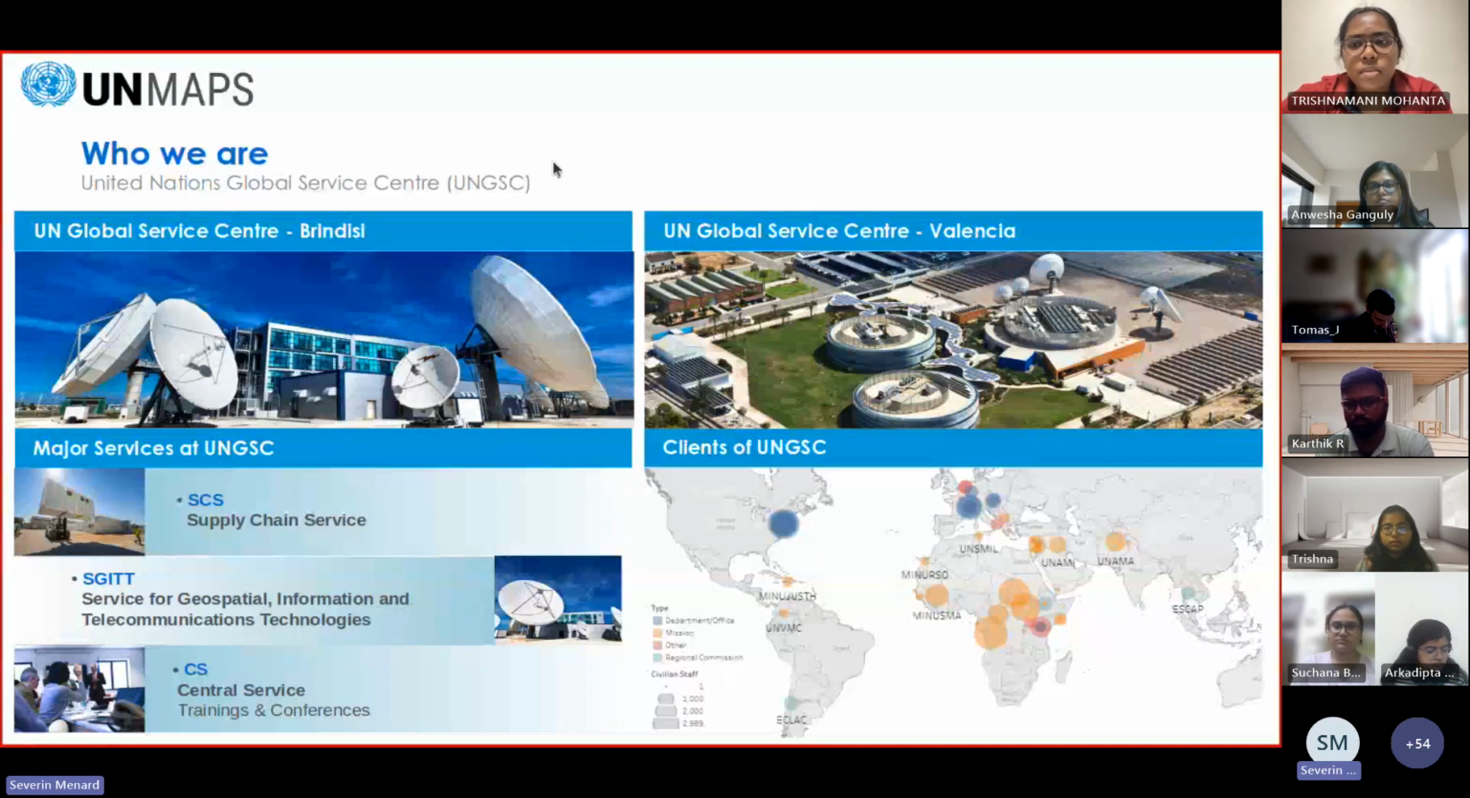The UN Maps program is from the United Nations Global Service Center, which is based both in Brindisi in Italy and Valencia in Spain. It provides 3 main services to clients that are generally peacekeeping missions. There are logistics, generally central services like organizing trainings and conferences. But there is also technical telecommunication technologies, IT in general, and geospatial services. And this is where UN Maps is part of.